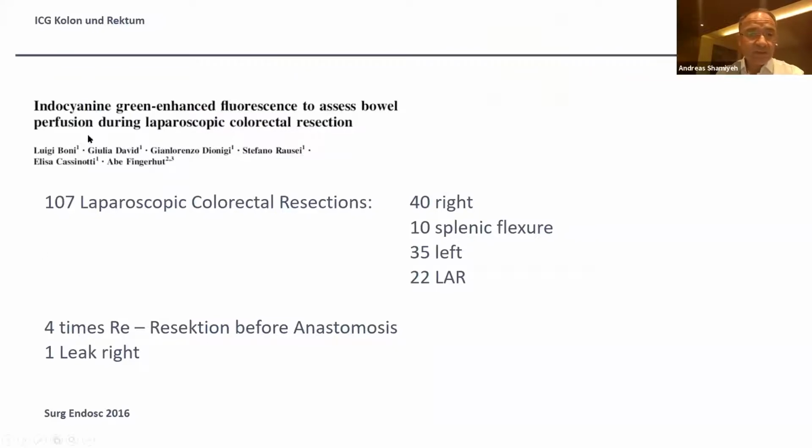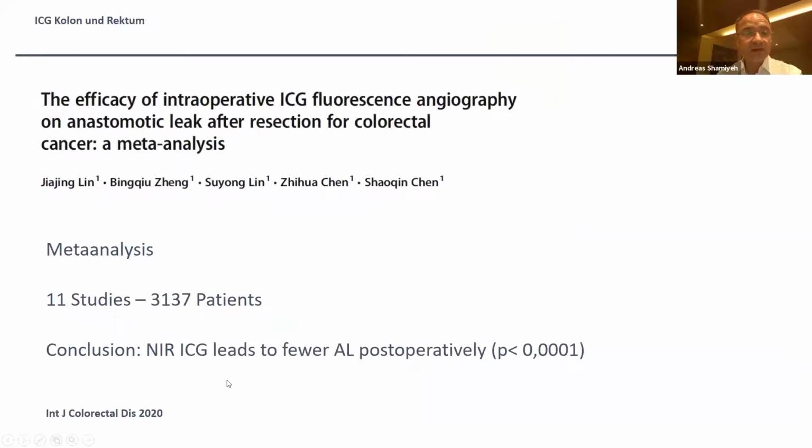Another group, Luigi Boni, who is also very active in colorectal surgery in Italy and also in ICG, published 4 years ago 107 resections, all right, splenic flexure, left and low anterior resection. He had to do a re-resection 4 times, and he had 1 leak in the complete group, and this was in the right colon cancer.